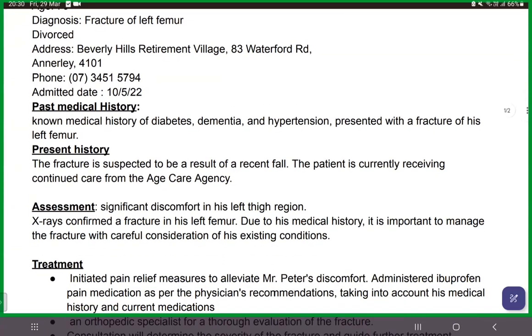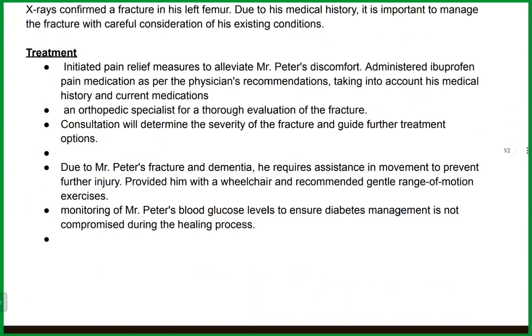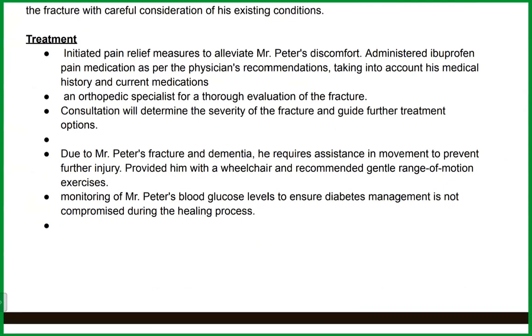And treatment history: you can see treatment details as given, like ibuprofen has been initiated, that we need to write, and orthopedic specialist consultation has been done, that also we need to include, and the patient has a fracture and dementia, request assistance, that we need to request to the recipient. Then we have provided him with a wheelchair and recommended gentle range of motion exercises, that we need to include in the discharge paragraph. Then monitoring of Mr.